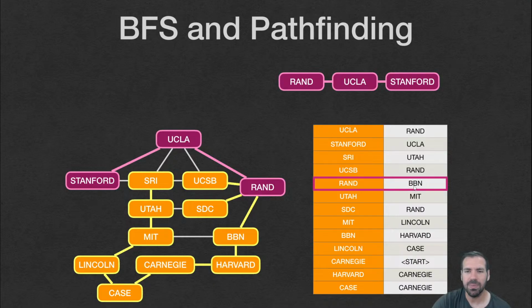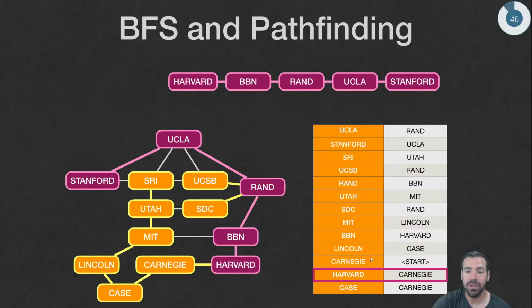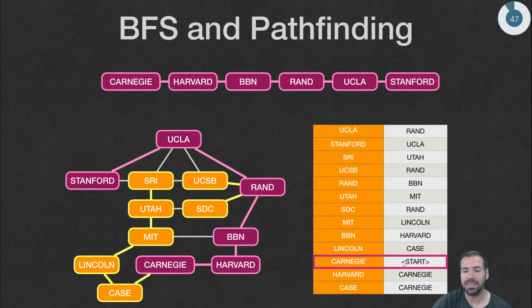RAND, who discovered you? BBN. BBN, who discovered you? Harvard. Harvard, who discovered you? Carnegie. Carnegie, who discovered you? Carnegie says, I'm the starting node. I am the beginning. I am the alpha. I am the start of everything. So once we see this, whatever special marker we use to indicate the starting node, usually null, is where we stop. And now we have our path.